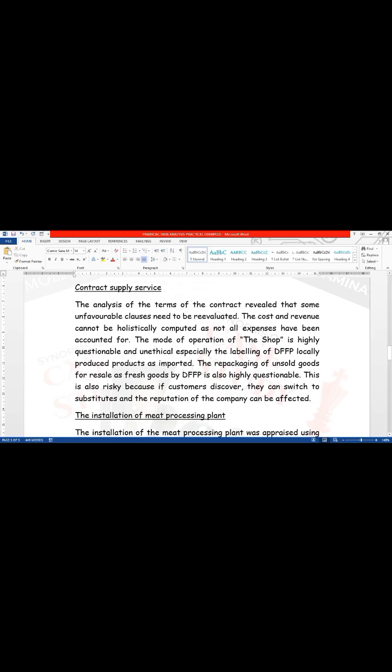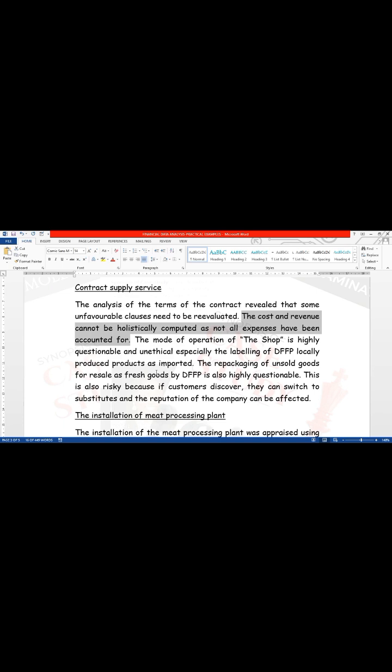The cost and revenue cannot be holistically computed as not all costs have been accounted for. Now we're actually considering a contract and we didn't even consider all the costs. There are some costs that we may not know about at the beginning of the project or contract, but as time goes on, we would actually incur them. We could have a miscellaneous expense section for anything we don't consider, but we don't have anything like that. There are so many things that we didn't even consider. So there are so many unfavorable clauses, and the contract itself needs to be re-evaluated.